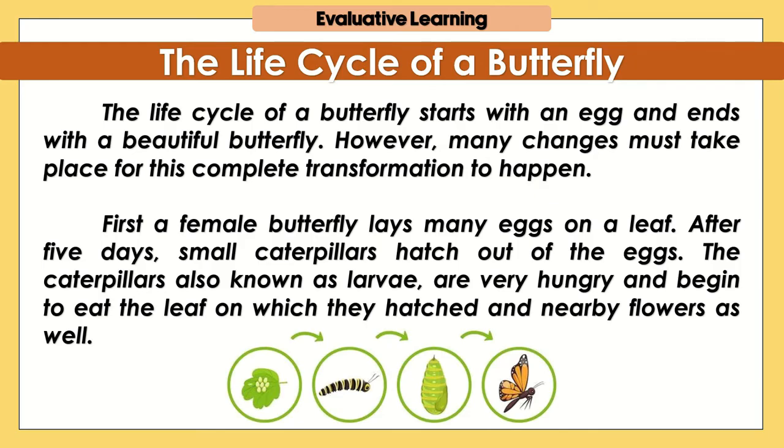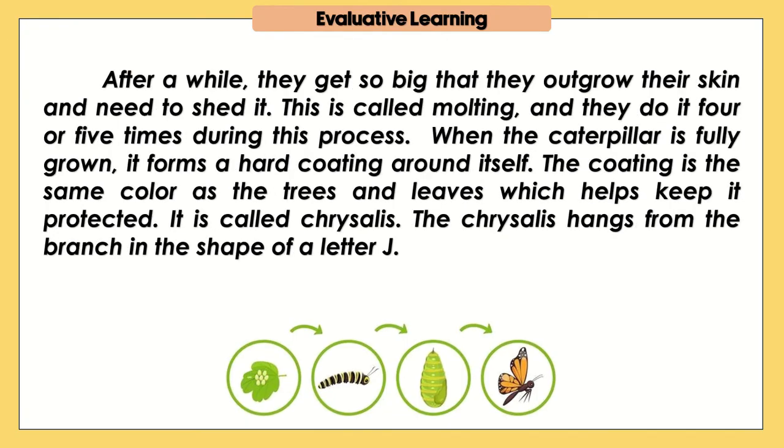First, a female butterfly lays many eggs on a leaf. After 5 days, small caterpillars hatch out of the eggs. The caterpillars, also known as larvae, are very hungry and begin to eat the leaf on which they hatch, and nearby flowers as well. After a while, they get so big that they outgrow their skin and need to shed it. This is called molting, and they do it 4 or 5 times during this process.